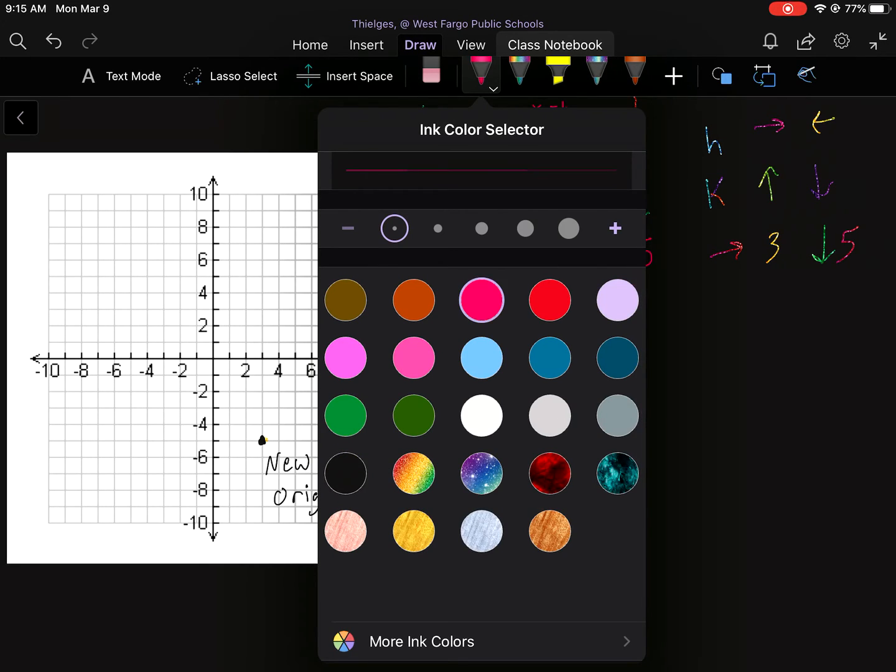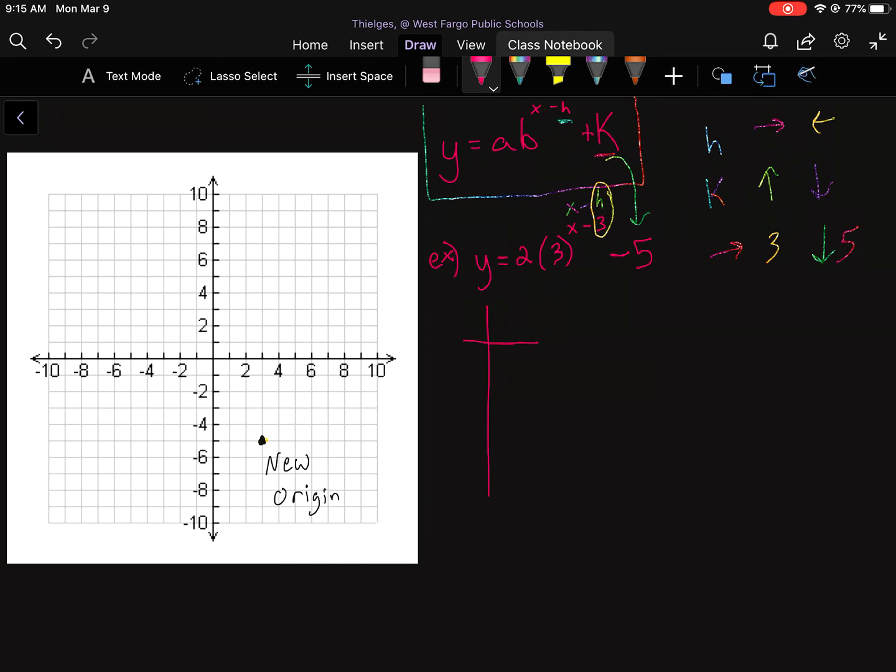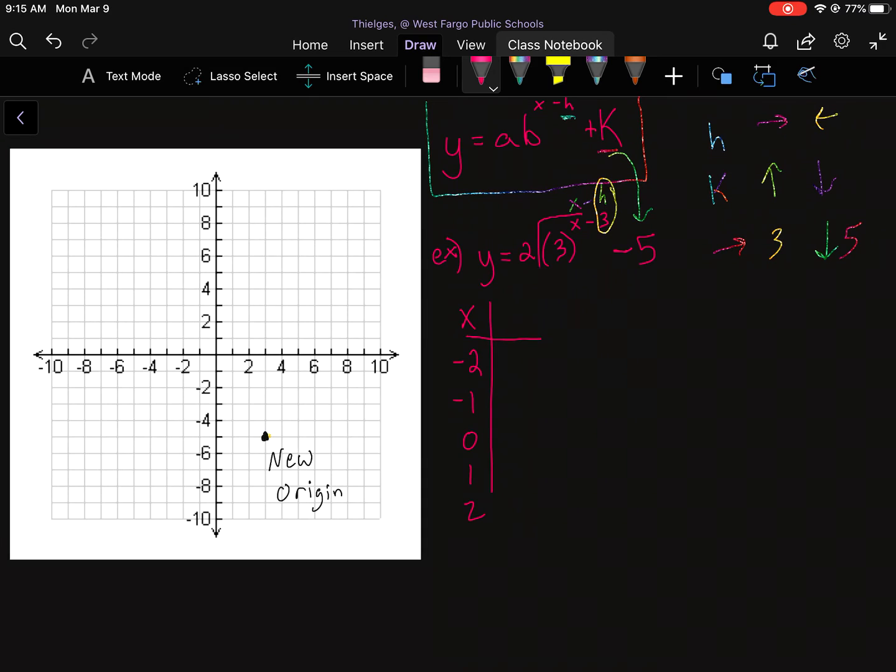Now the other thing I caught was a lot of you are trying to make your table, and you're picking the right numbers, -1, -2, 0, 1, and 2 for x, but you're not identifying the parent function. So this is the function that you want to make the table for. We've already taken care of the -3 in the exponent spot and the -5 by coming up with this new origin. So now I want to take 3 to the second power and get 9. And 3 to the -2 is just the reciprocal of that, so 1/9. 3 to the first power is 3, 3 to the negative first power is 1/3, and anything to the 0 power is always 1.